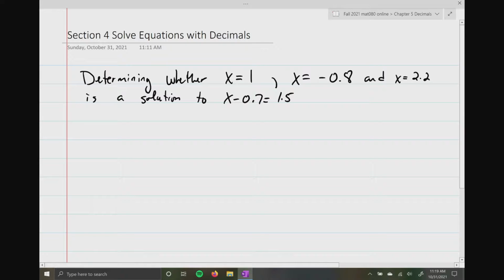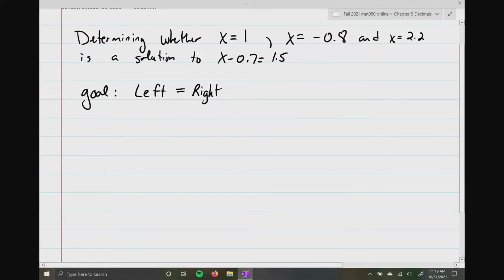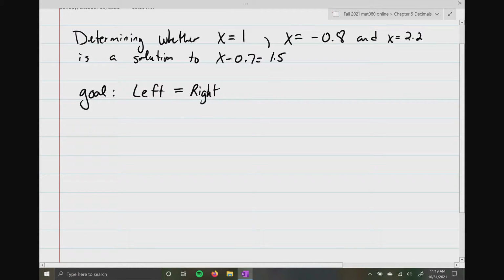In other words, before we start solving, I just want to get us to remember that the goal when we solve equations is to have the left-hand side of the equation equal the right-hand side. So I have 3 little examples here, but they all deal with the same exact equation. So what we're going to do here is part A. We're going to let x equal 1.